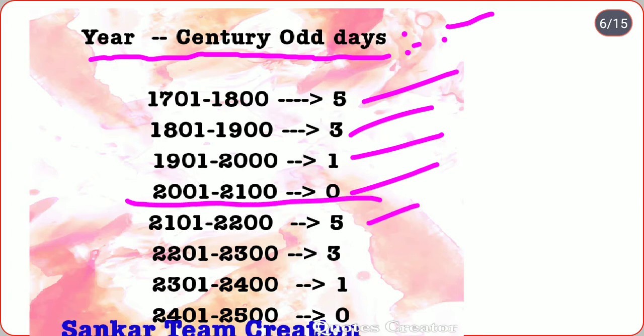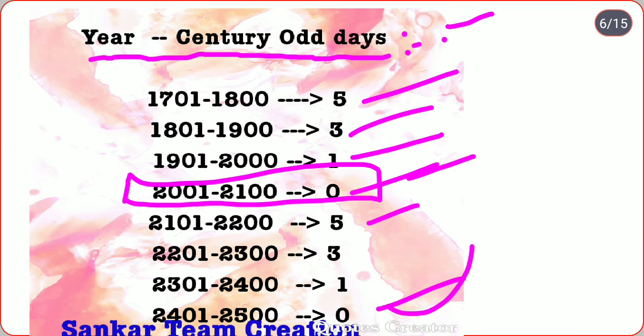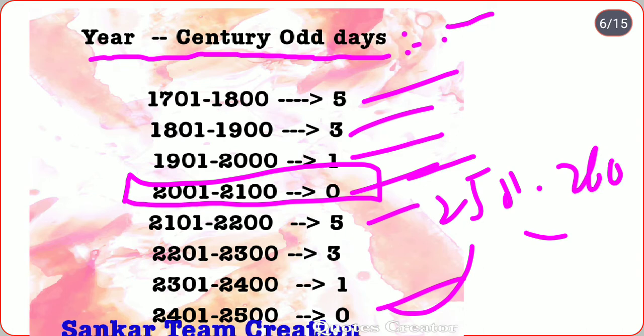1, 2, 3, 4. 4th century. Every 4th century odd days is equal to 0. Again every 4th century odd days is equal to 0. Same series will continue. 2301 again 5, 2401 and 2501 the same. So this century odd days compulsory. Please remember it in your mind, from the examination point of view.